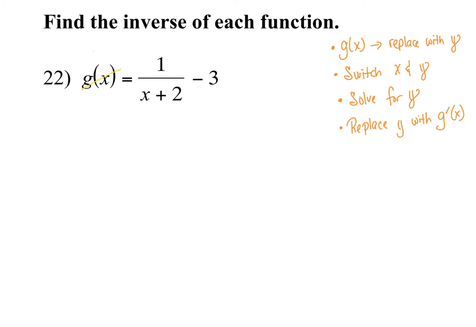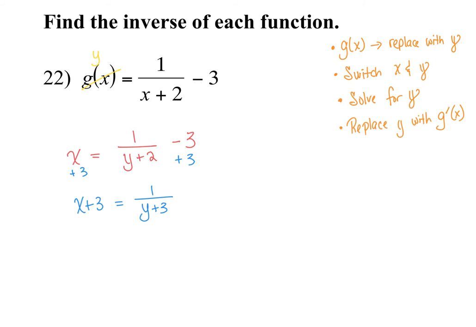So this is just a y. So I am going to switch my x and my y. So I'm going to say x equals 1 over y plus 2 minus 3. And now I want to get y by itself. I'm going to do that first by adding the 3 over. So I have x plus 3 equals this.